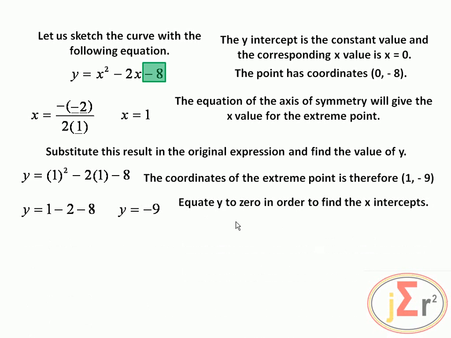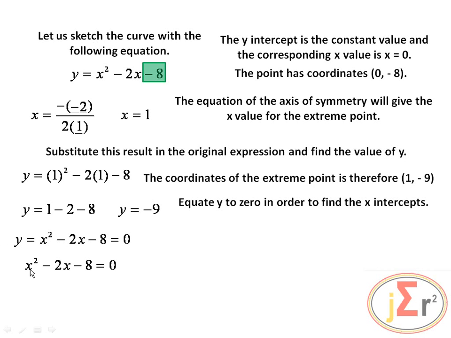Now we need to determine the x-intercepts. So for the x-intercept, we cause y to be equal to 0. So if y is equal to 0, it means that x squared minus 2x minus 8 is equal to 0, and we are going to solve that. But of course, our prerequisite for this particular section of this presentation is solution of quadratic equations, and we are going to be using the method of factorization.